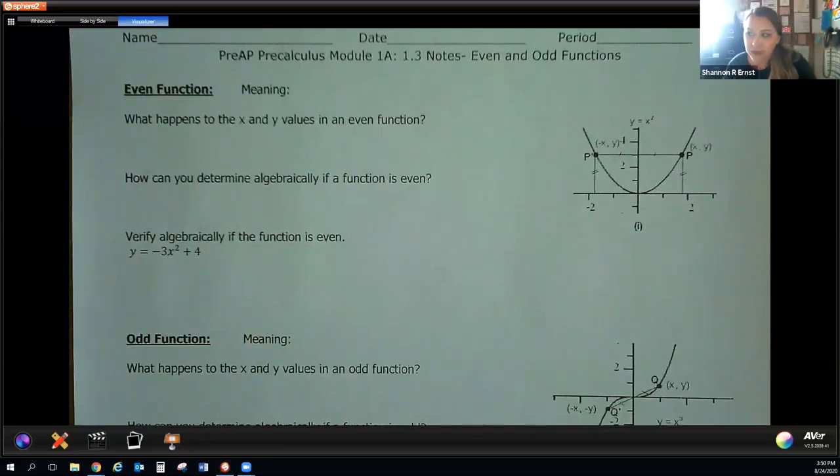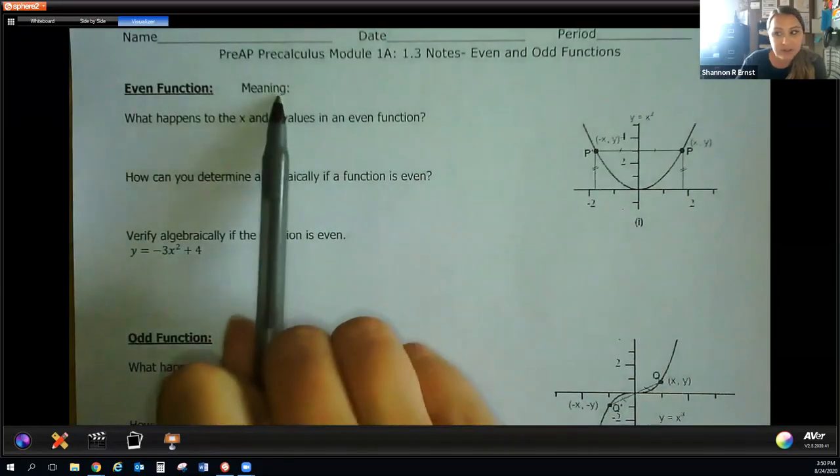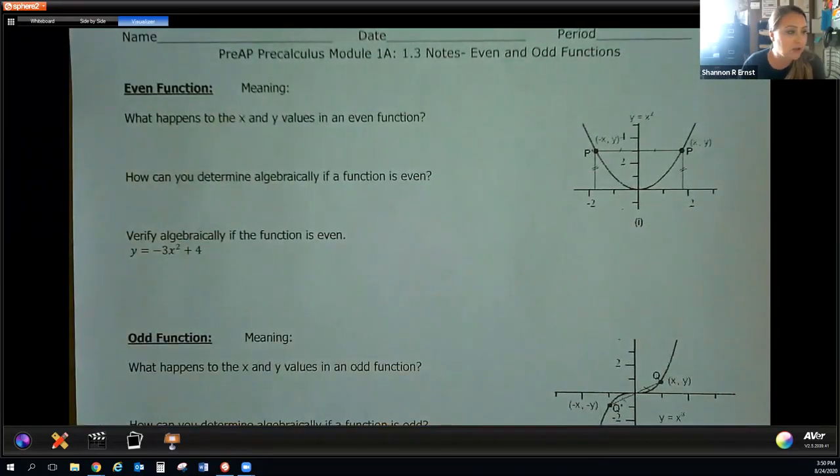Okay, so 1.3 even and odd functions. First off, we're going to look at even functions so you can tell what they actually are. So what does it mean to be an even function? It all depends on how it's symmetric. So when you're looking at your graph, how is it symmetric? What is it symmetric about?